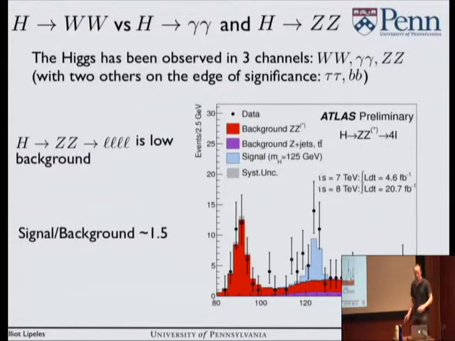Okay, so I'm now just going to step through the three measurements where we've clearly seen a signal. I'm not going to talk anything about tau tau and bb. They're sort of on the edge of significance. It's not clear whether we're seeing a signal or not. It's still possible that when everything settles, there is no tau tau and bb as far as I'm concerned. Although I think at this point it's kind of unlikely.